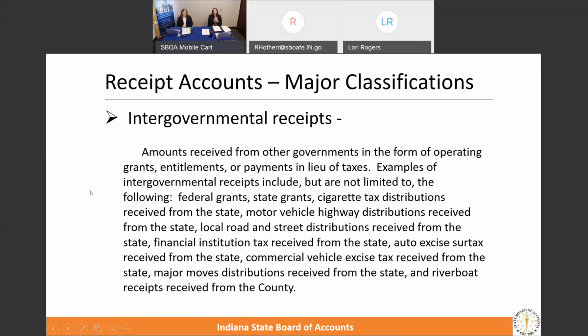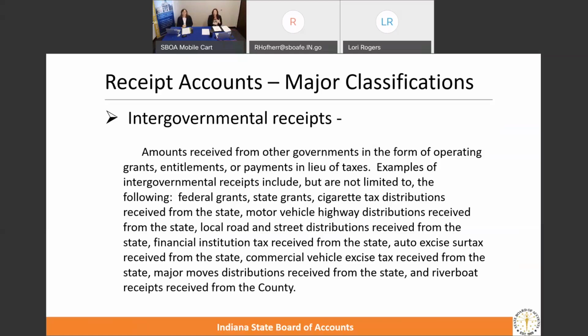Intergovernmental receipts, I think, sometimes gets a little tricky, because sometimes you're getting money from the state and you think, well, that's my financial institution tax, so that's tax. Well, really it's intergovernmental. It is money that you are getting, and technically it is a tax that you're getting, but it's not something that was put in place by the county. The state has got that, and then they are divvying it out. Okay, so you're getting it from another governmental unit, so it's intergovernmental receipts.